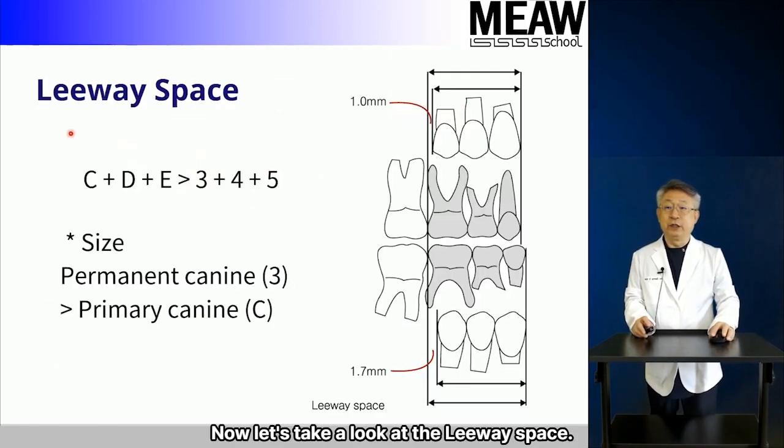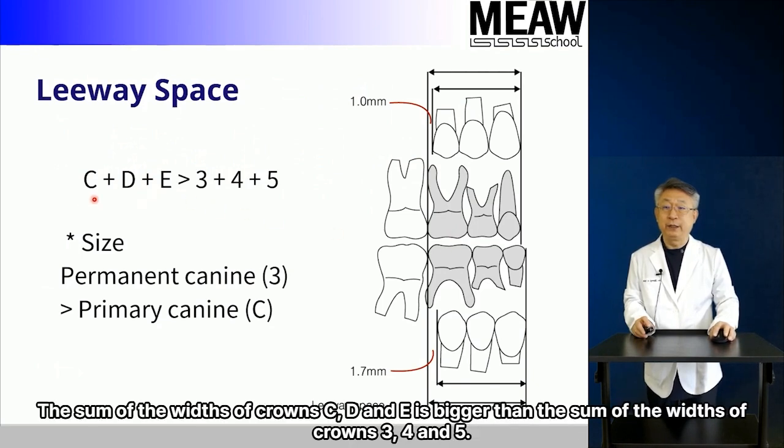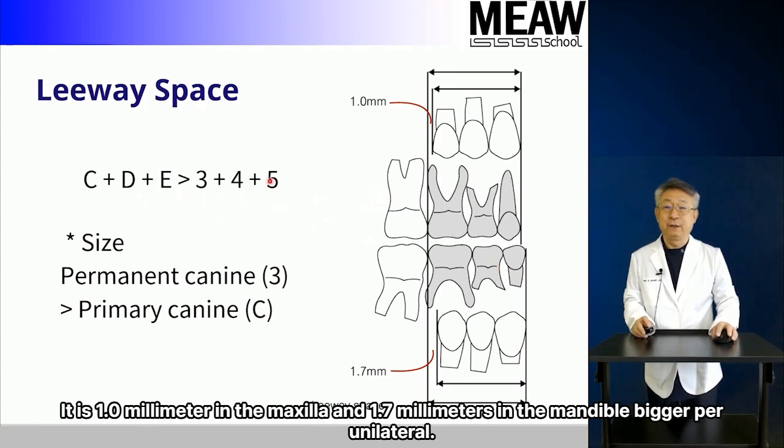Now let's take a look at the leeway space. The sum of the widths of crowns C, D, and E is bigger than the sum of the widths of crowns 3, 4, and 5. It is 1.0 millimeter in the maxilla and 1.7 millimeters in the mandible, bigger per unilateral.